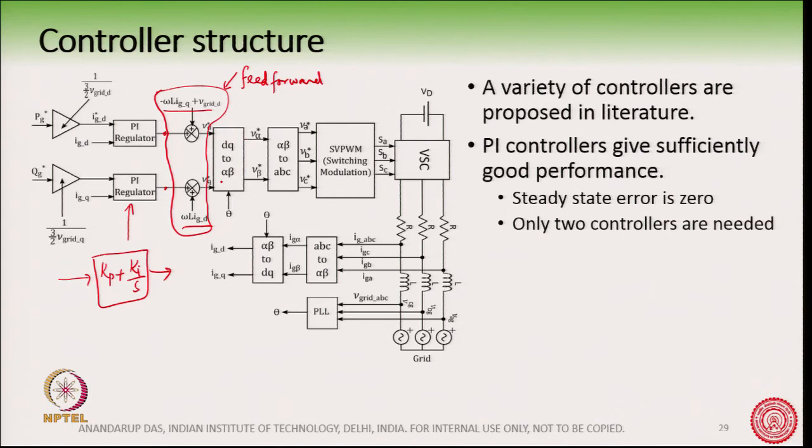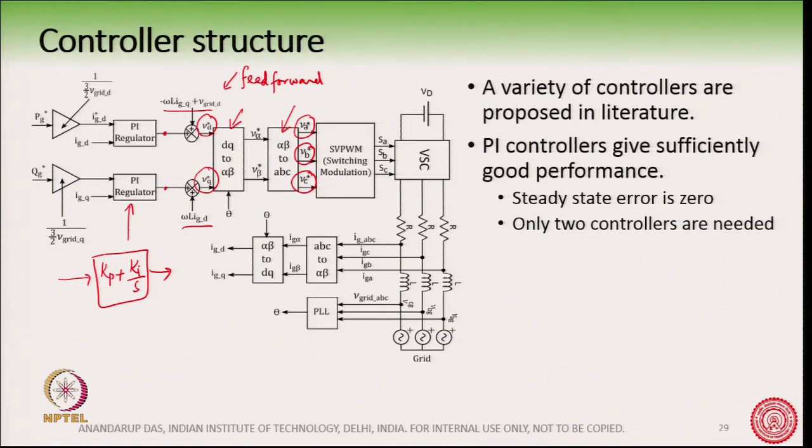So, here is the dq to alpha beta and then alpha beta to ABC transformation, because once you have got this Vd star and Vq star, these are DC quantities and they are in the dq frame of reference. So, then we want to get it back to the ABC frame, and so we use the inverse Park transformation and inverse Clarke transformation, so that ultimately we get this Va star, Vb star and Vc star. These are the reference to the modulator.